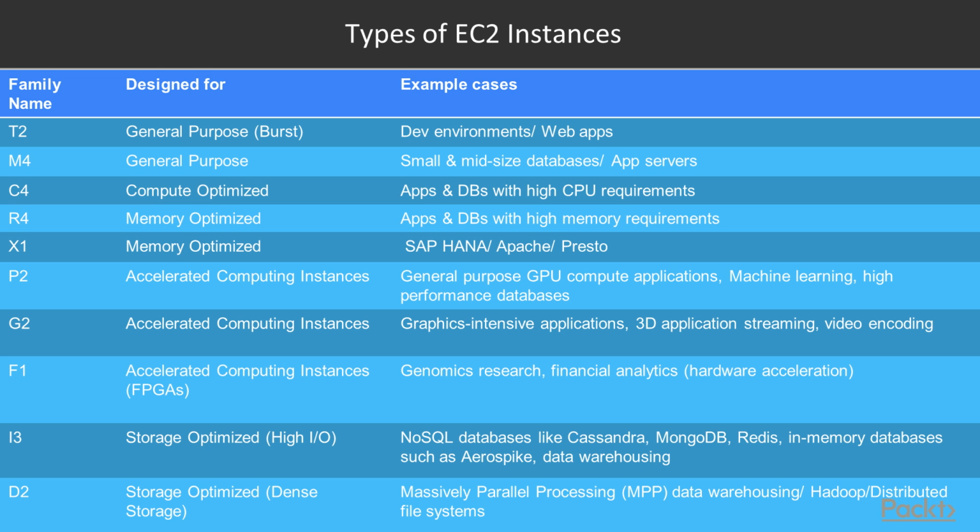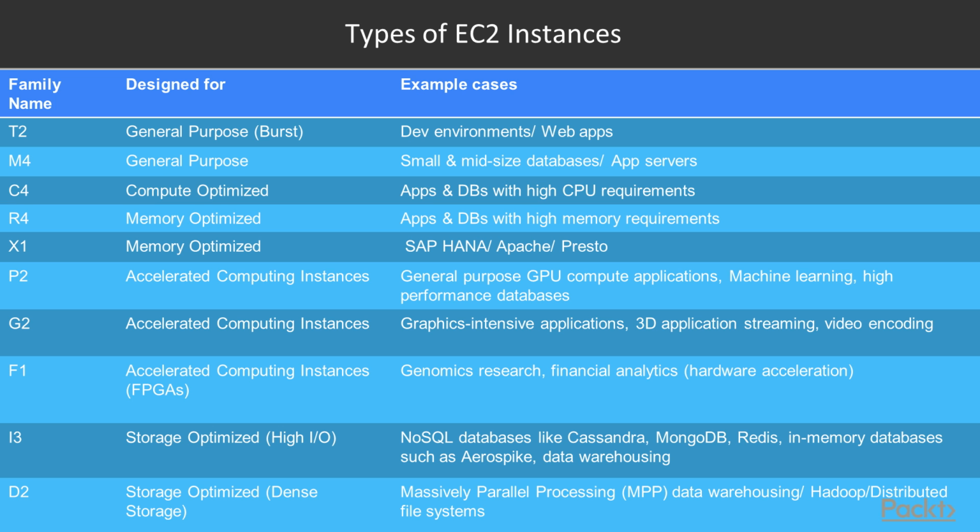And if we need to burst for a bit of time, for example, there is a certain demand that has increased in the last few minutes or seconds, then the T2 can burst and handle that amount of requests for you. Some example cases include dev environments, websites, web applications.